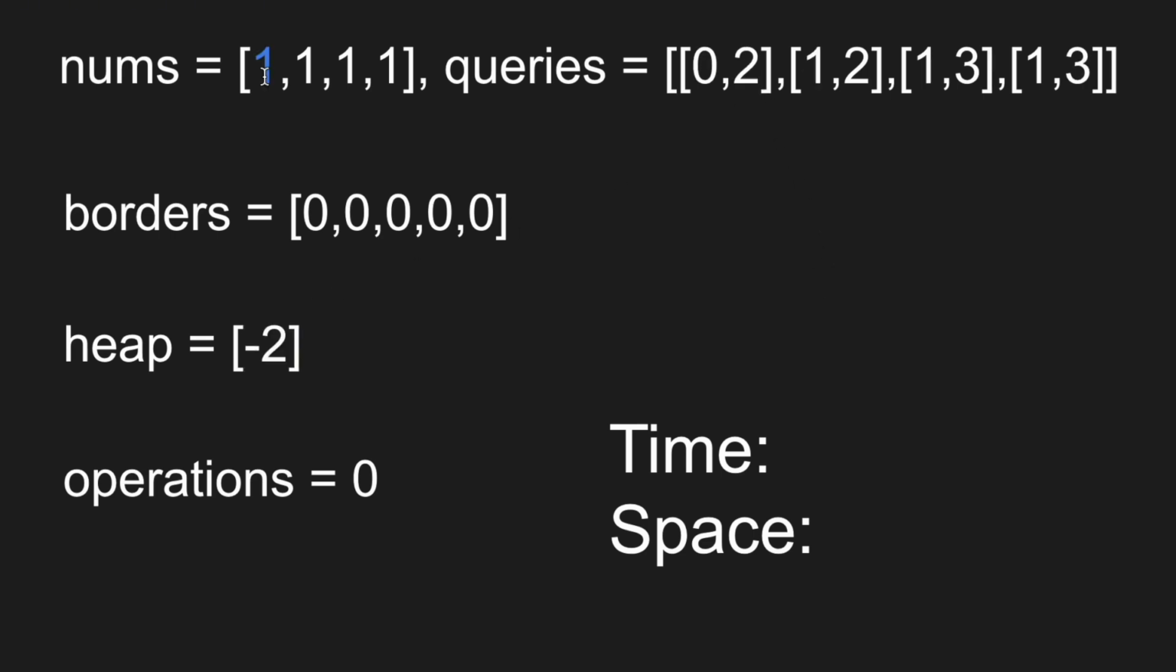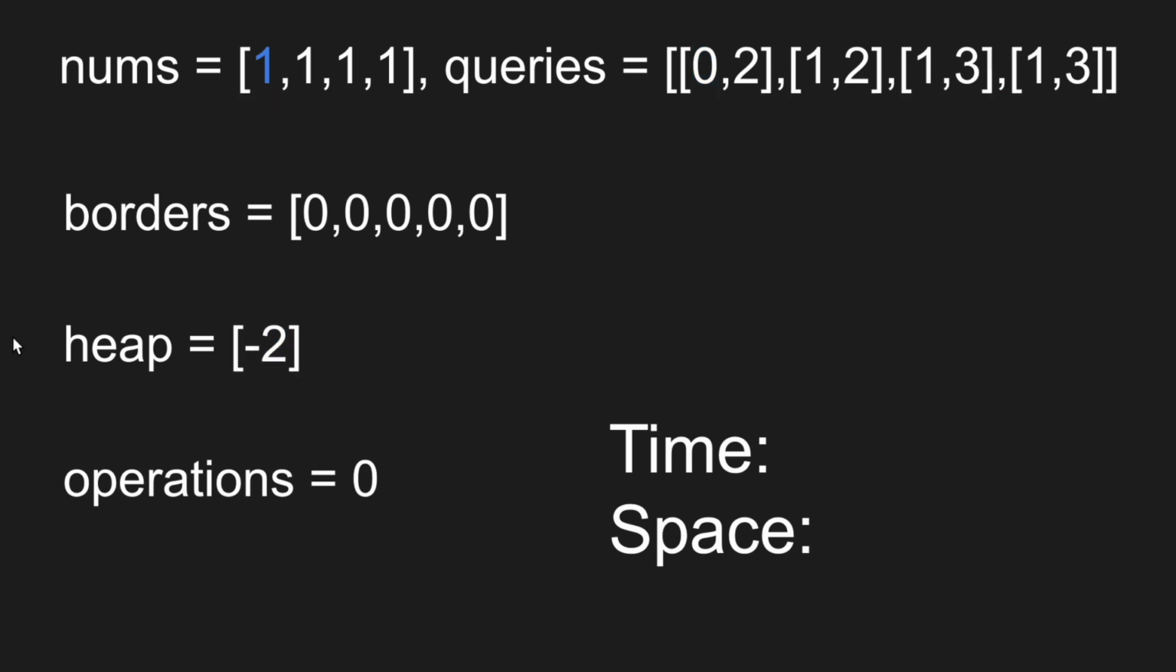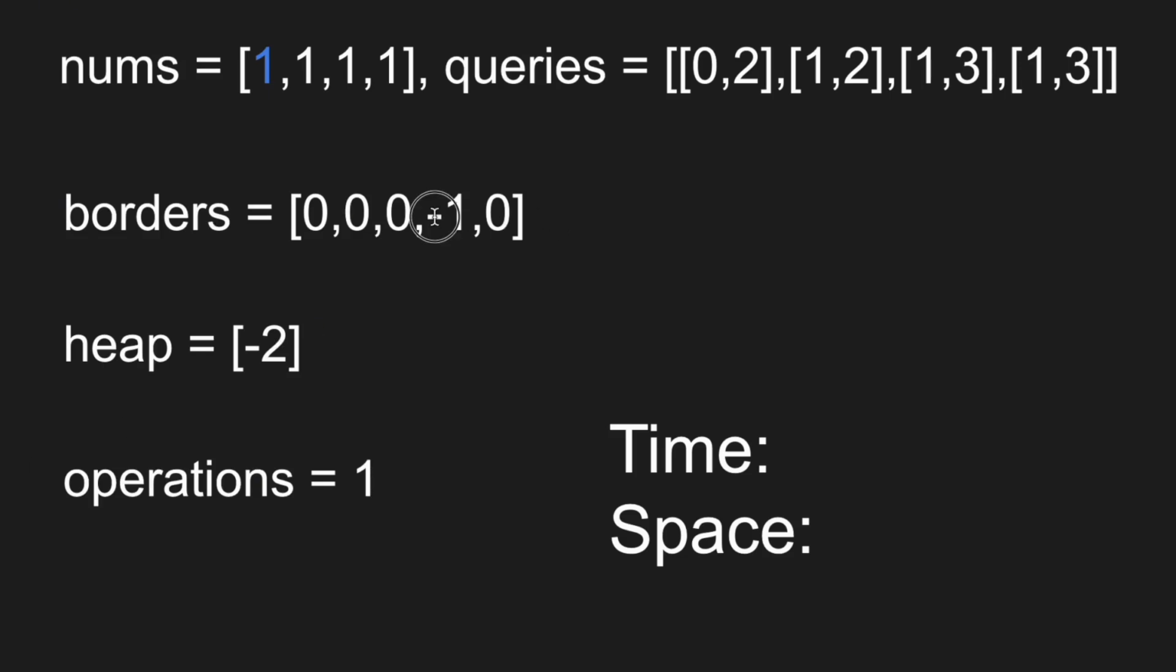And now we look at the first number, we see that 0 is at index 0, so we will add the right border. And we also see that the number of operations we need is less than num, so that means we will need to use this query. So increase the operations and then we'll set the right border. After using this, we will pop it from the heap as we set the border.